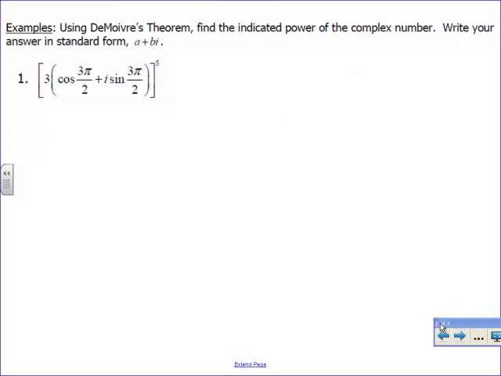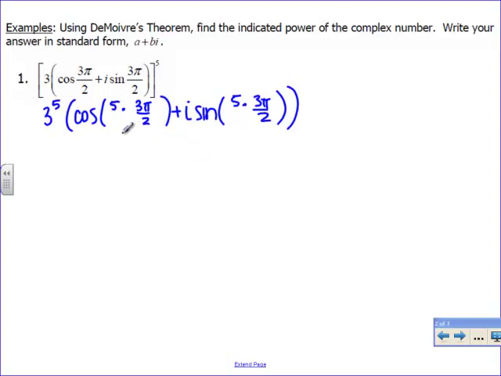Okay, we've only got 3 examples because these are a little more lengthy than some of the other examples that we've done. Okay, so we start off with a trig form of a number to the 5th power. De Moivre's theorem says that we can write this as 3 to the 5th times cosine of 5 times 3 pi over 2 plus i sine of 5 times 3 pi over 2.